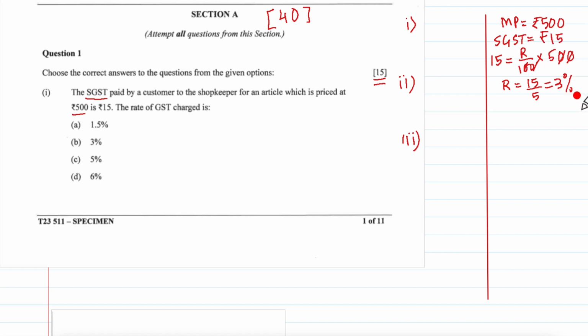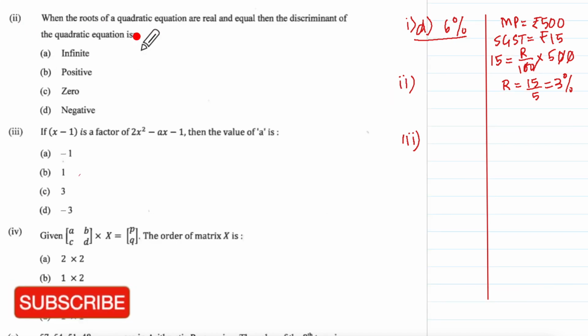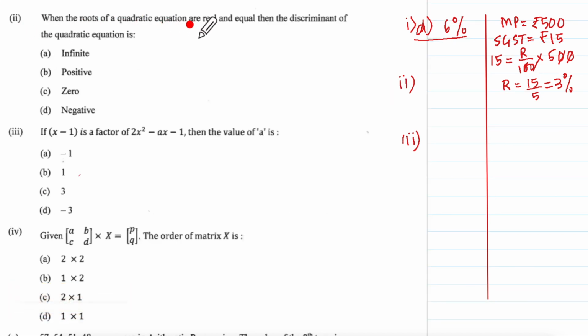Now if SGST is 3%, CGST is going to be double of that. Yes, so the answer is this. So how do we write it? D and 6%. Okay, so if you place your answers like this, it will be good. Let us look at the second subpart. When the roots of a quadratic equation are real and equal, then the discriminant, which means the value of b squared minus 4ac, should be 0. Yes, so this you should know well. This is C and 0.